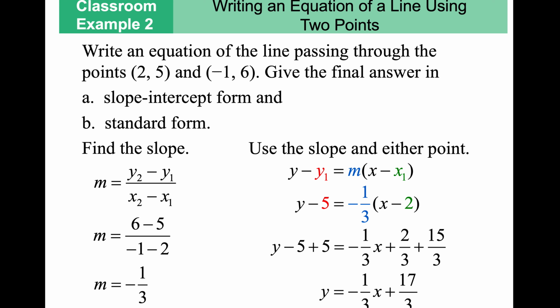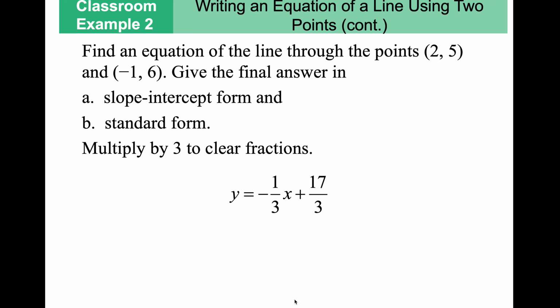For standard form, I need x and y on the same side, so I need to add that 1/3 x over to the other side. But because I have fractions that are all a denominator of 3, if I multiply everyone times 3, y times 3 is 3y. 1/3 times 3 is -1. 17/3 times 3 is just 17. Then I can bring the x over, and that is how you get to standard form. So this is manipulating the equations, not actually doing arithmetic. We're just manipulating the location of the variable.